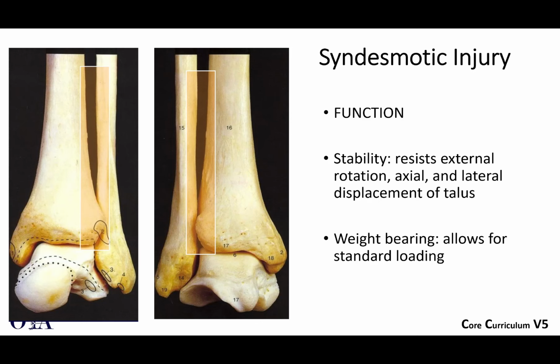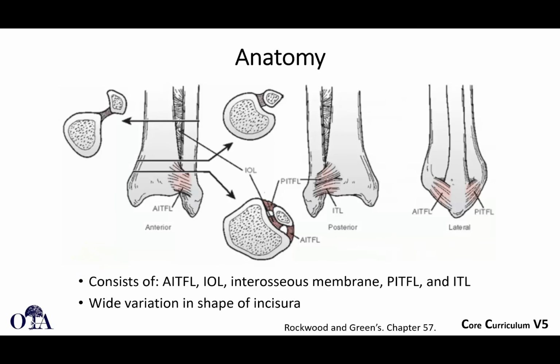It helps to resist external rotation, axial and lateral displacement of the talus, and with weight bearing, it allows for standard loading. So the tissues that stabilize the syndesmosis are the AITFL, the interosseous ligament, the interosseous membrane, the PITFL, and the ITL, right?